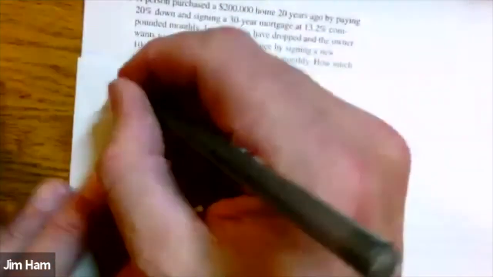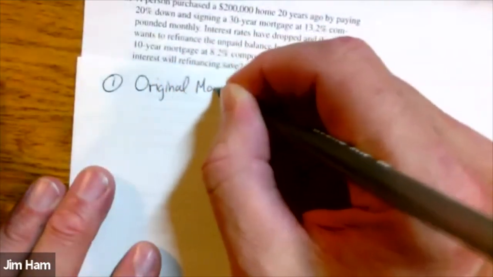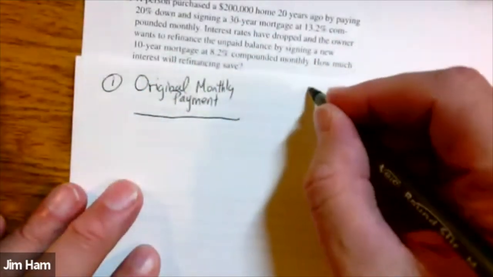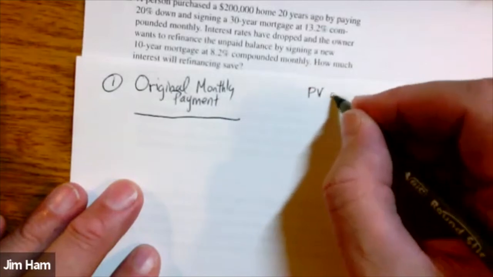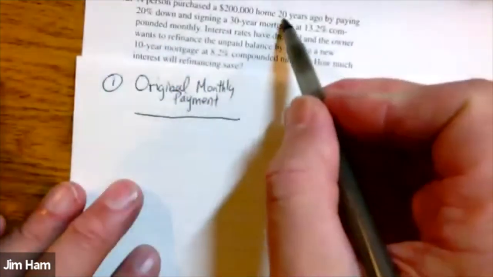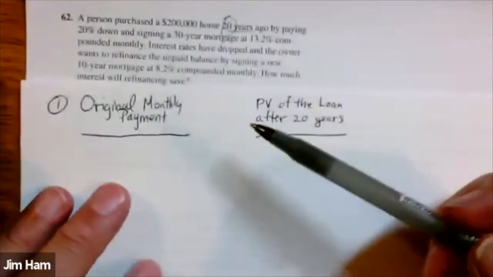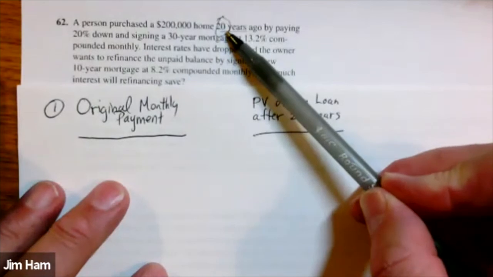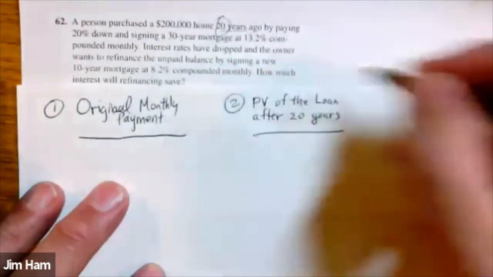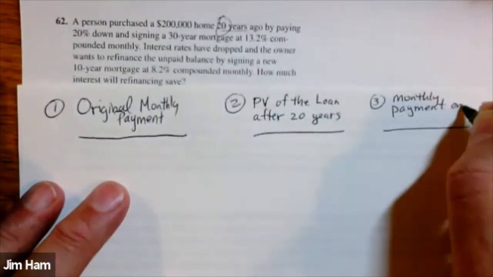The 3 pieces are, number 1, figure out the original monthly payment. And you've done this many, many times already. The second step is to figure out the present value of the loan after so many years. And in this case, it's after 20 years. This number will vary from problem to problem. In your other problems, they're going to refinance after, say, 5 years or 10 years. And the third part of the problem is to determine your monthly payment on the new loan.